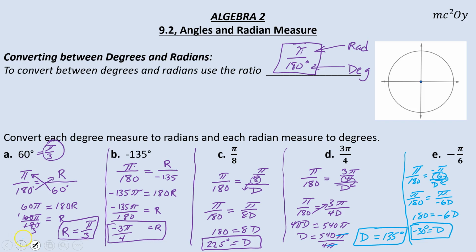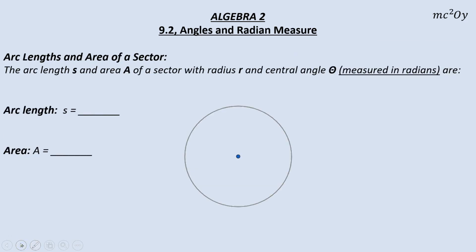All right. We only got one more little piece here, and talking about arc lengths and area of a sector. So the arc length S and the area of sector A with a radius R and the central angle theta, remember theta is going to be measured in radians. To actually find that, and what we're talking about here, just so we know, we have a radius, we have actually another radius, and we have theta, so what we're doing is we're looking for arc length S. This is S right here.